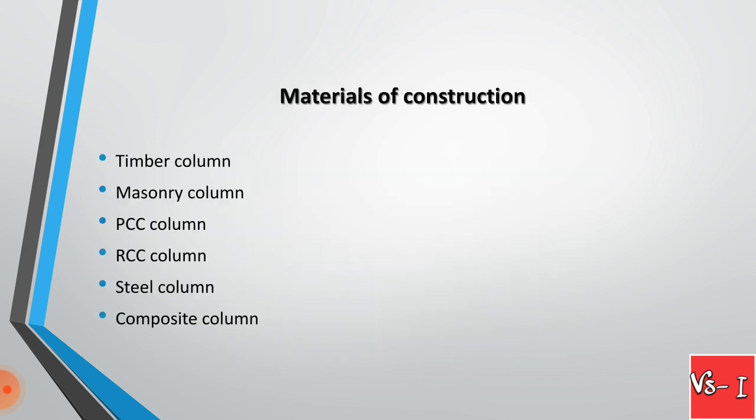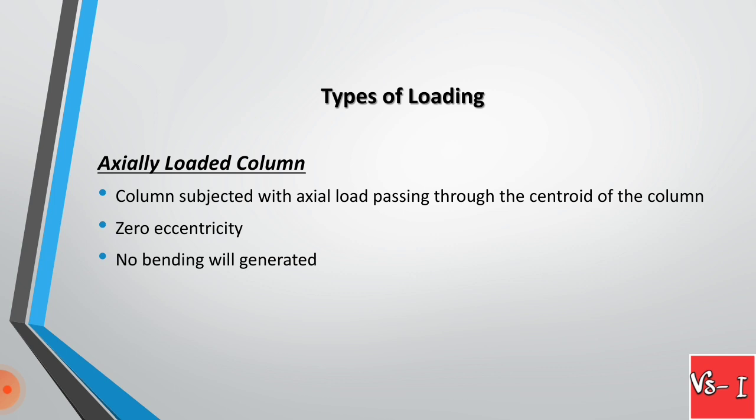Next, classification based on material of construction. Columns are made up of different materials. Some of them are timber column, masonry column, PCC column, RCC column, steel column and composite column. Further, they are classified based on the loading.